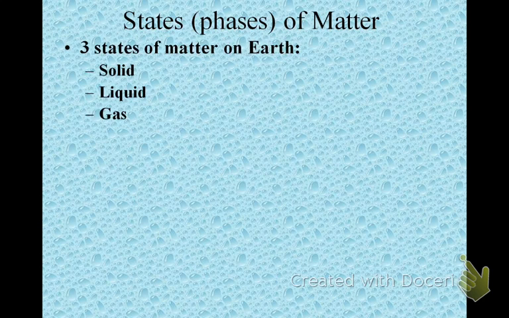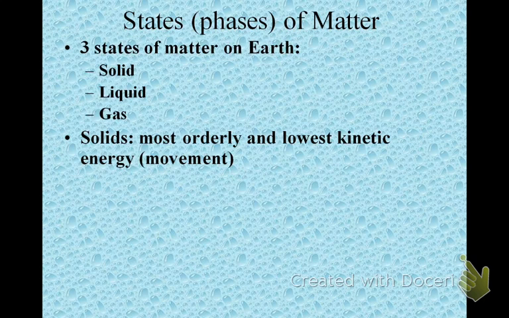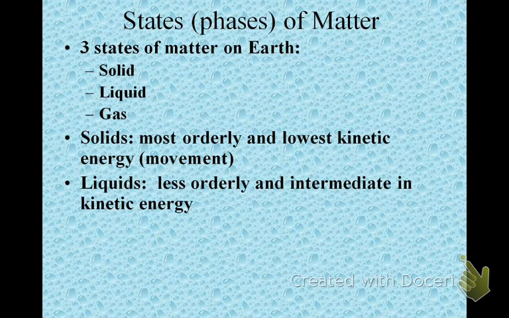The states of matter, or phases of matter: solid, liquid, and gas on Earth. Solids have a definite shape and a definite volume, and they have the lowest kinetic energy. So the particles within a solid are moving very slowly or just vibrating very slowly. Liquids have a medium amount of kinetic energy. They have a definite volume, but its shape can change depending on the container it's in.